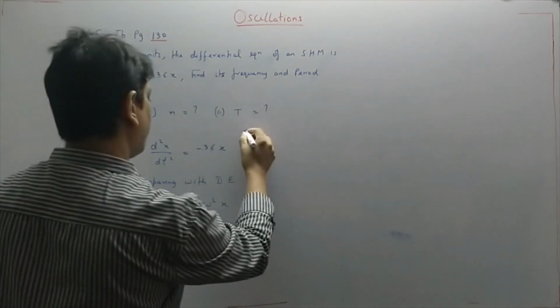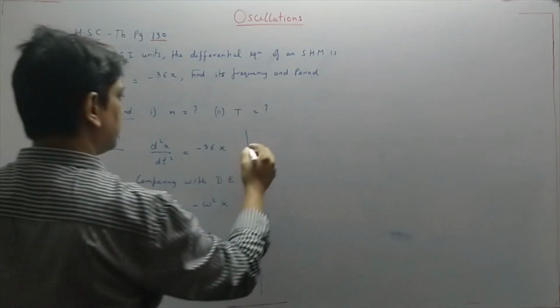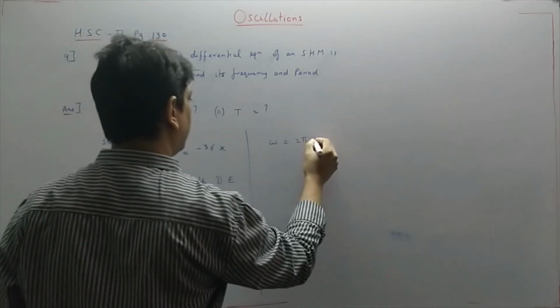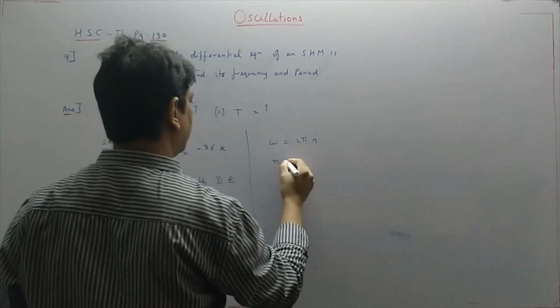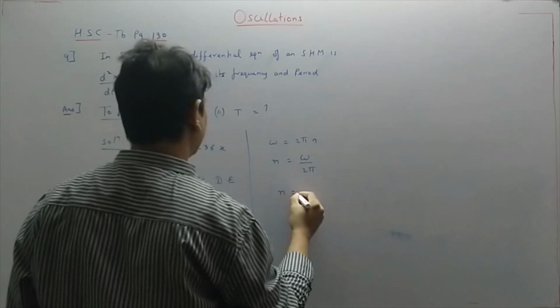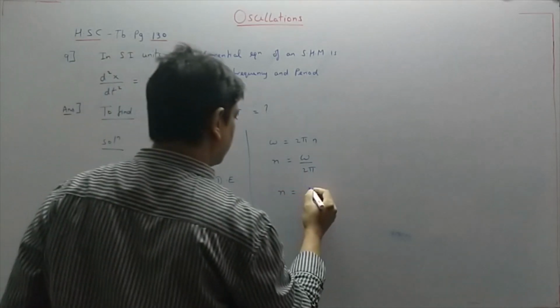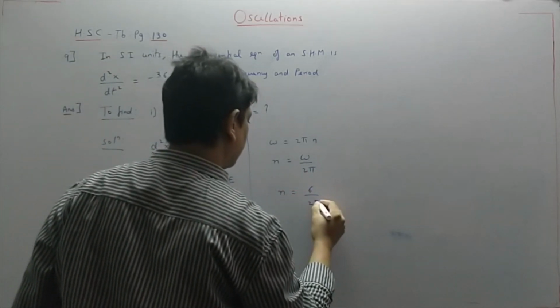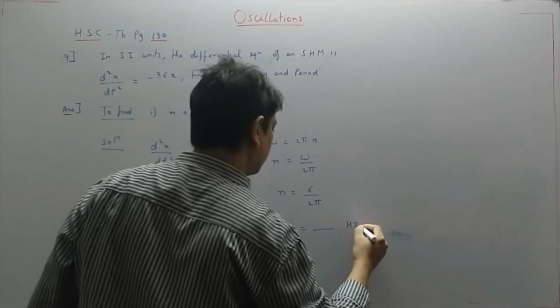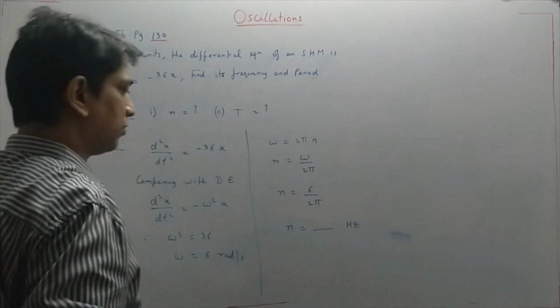Moreover, what is omega? Omega is 2 pi n. So what is n? n is omega upon 2 pi. Omega is given as 6, so n is 6 upon 2 pi. We'll give you the answer, that is in hertz. Please solve this.